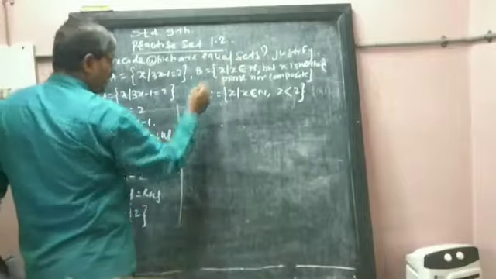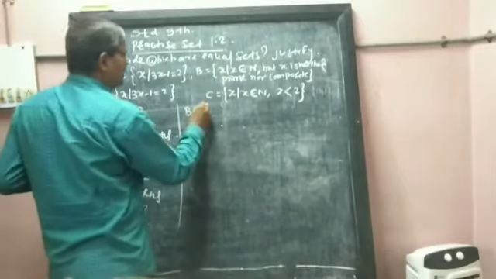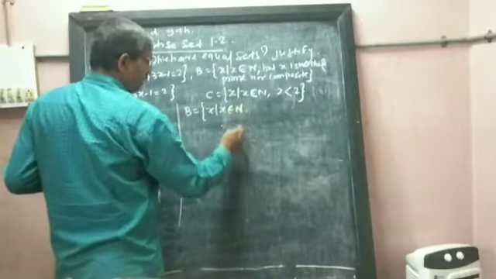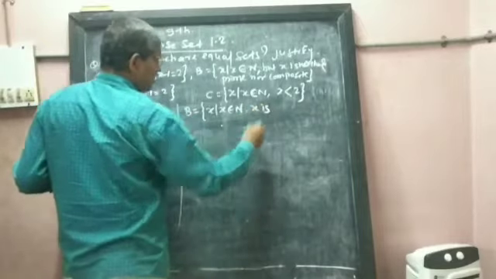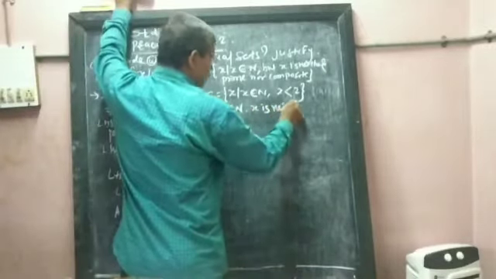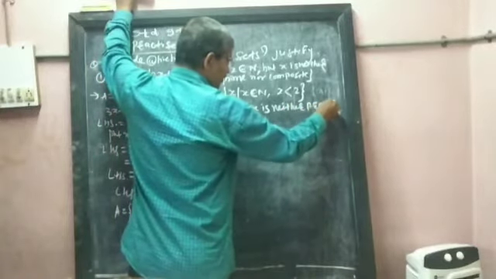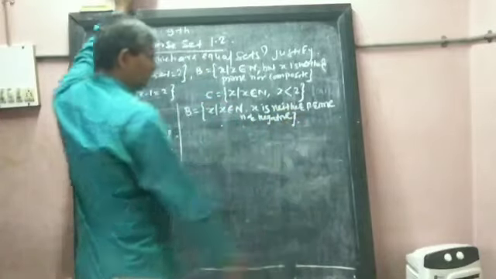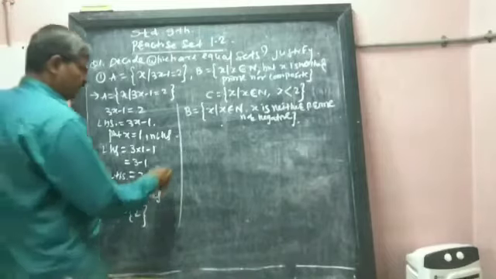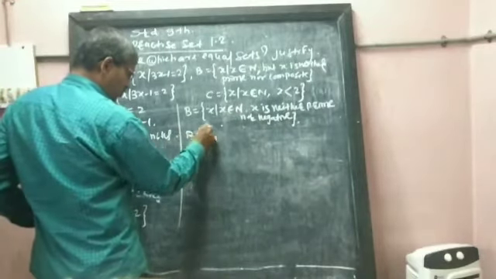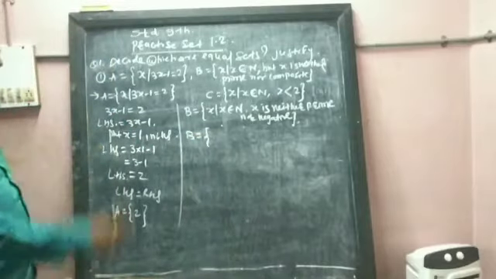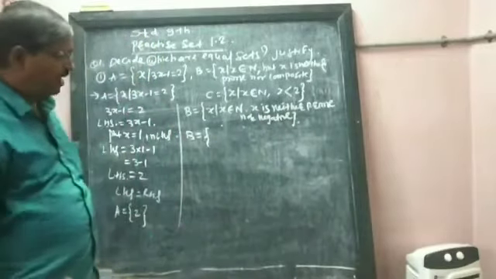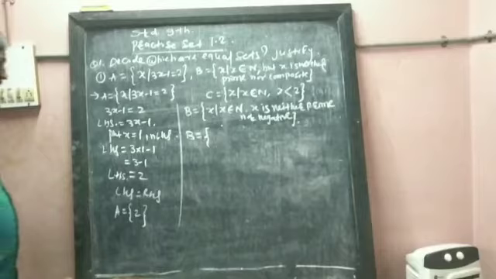Now, we will take B. What is B given? I have to write it one more time. B is x such that x belongs to N, and x is neither prime nor negative. Neither prime nor negative. Okay? So, take B is equal to, now which number is there which is neither prime nor negative? 1.